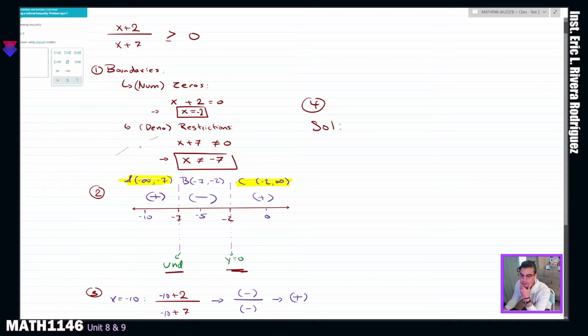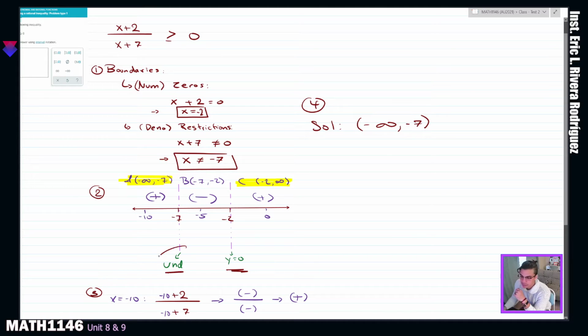So how would you write the solution for this exercise? From negative infinity to negative 7, union from 2 to positive infinity. That's correct, Rachel. Thank you.